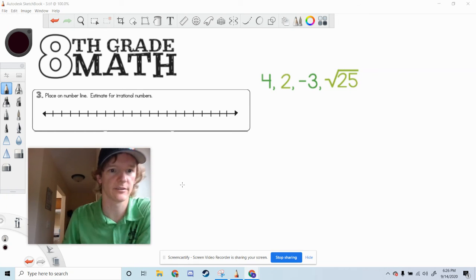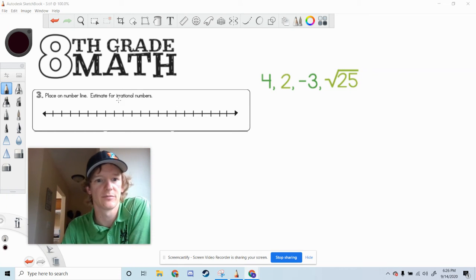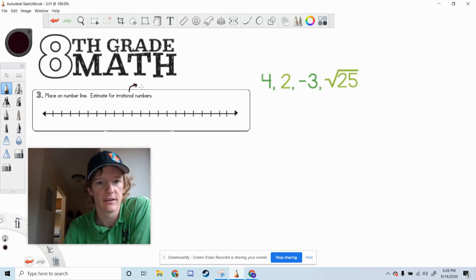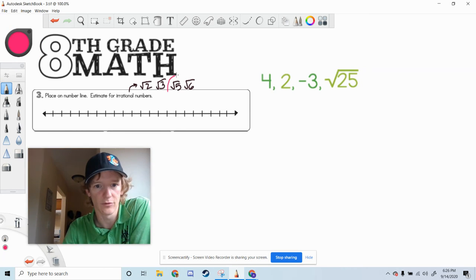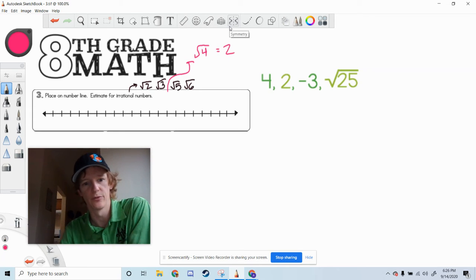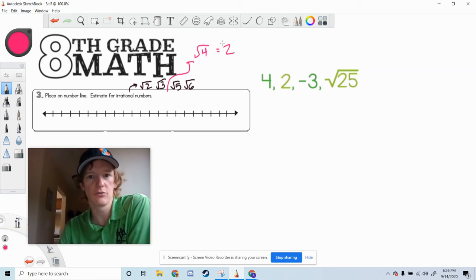Number 3, place on number line, estimate for irrational numbers. An irrational number is a never-ending decimal, and that would be something like the square root of 2, square root of 3, square root of 5, square root of 6. Notice I left out right here the square root of 4. The square root of 4 actually equals 2. Because 2 times 2 is 4.